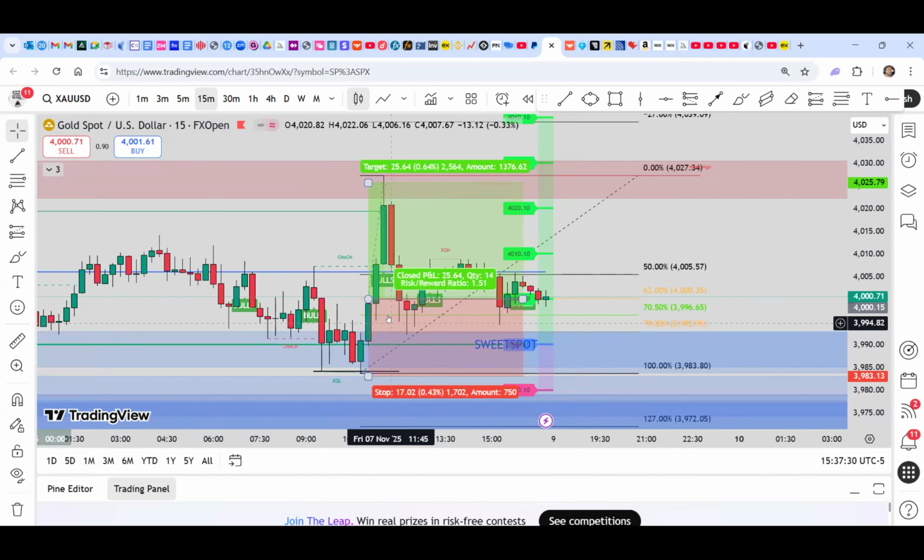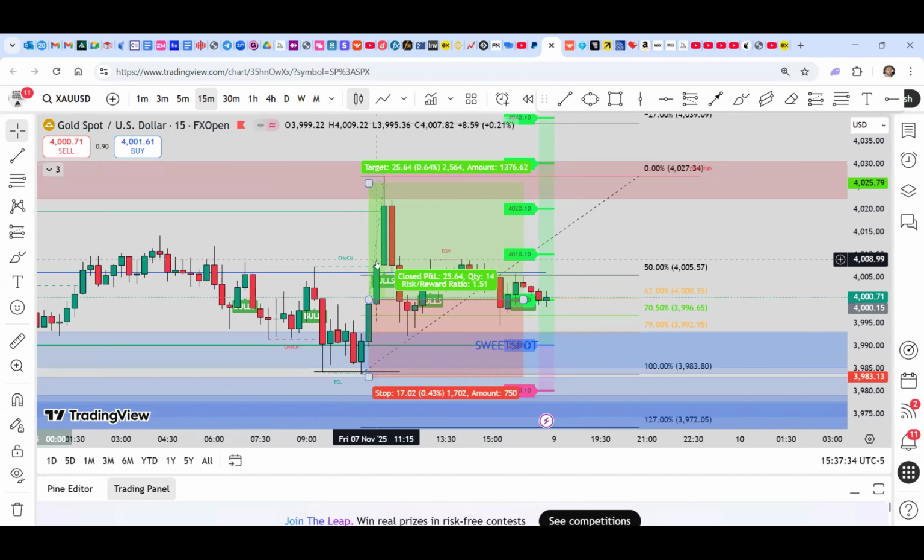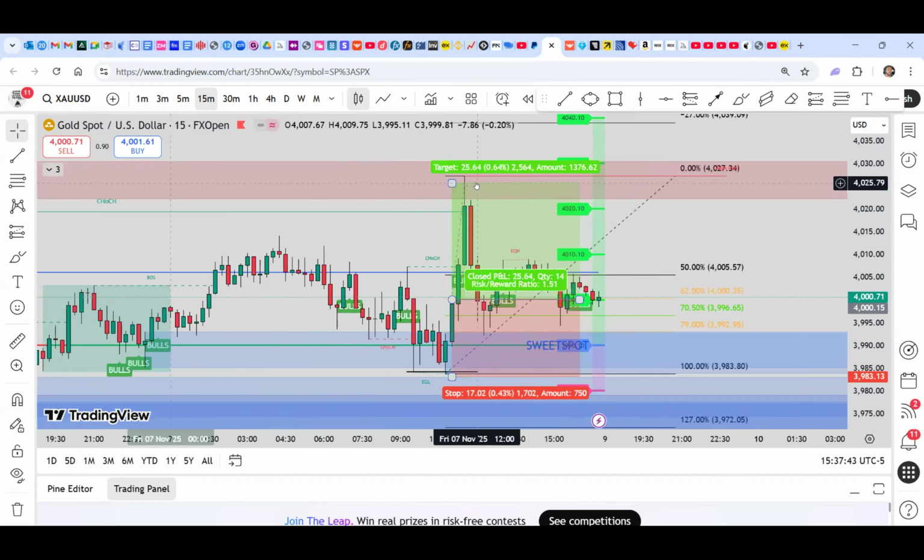So I got in a little later. This is the New York session. Yes, in New York session. I got in a little later, but I was able to take advantage of this move. And how many pips are we looking at there? About 200, 256, 260 pips.